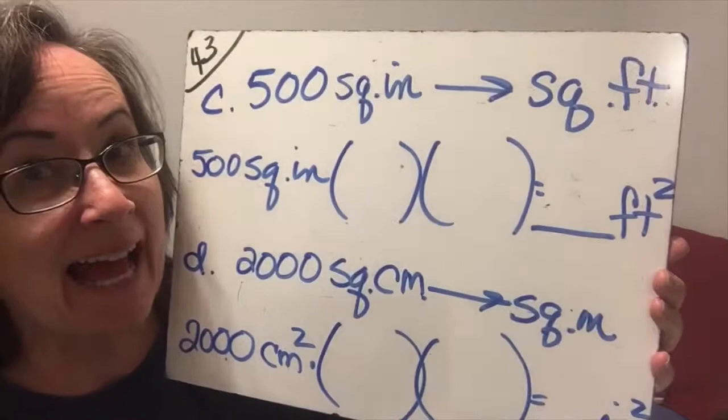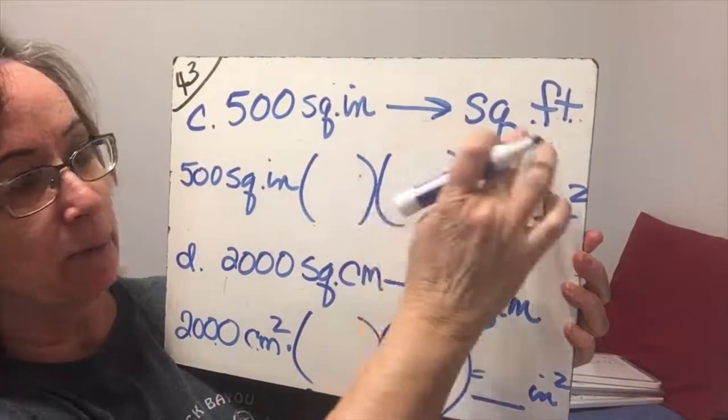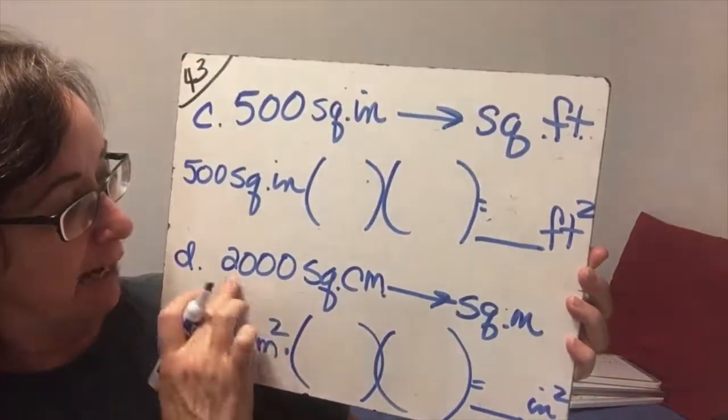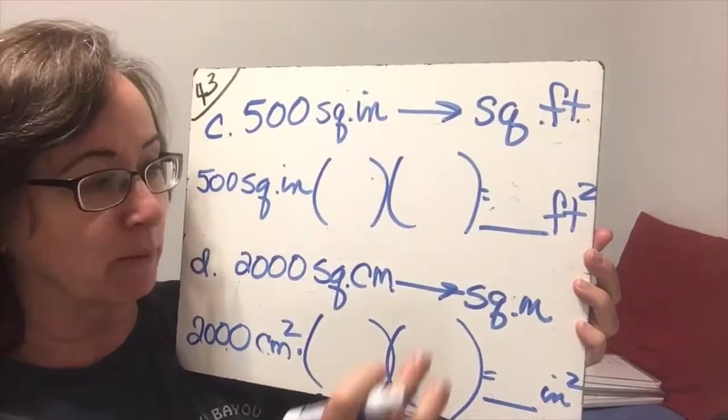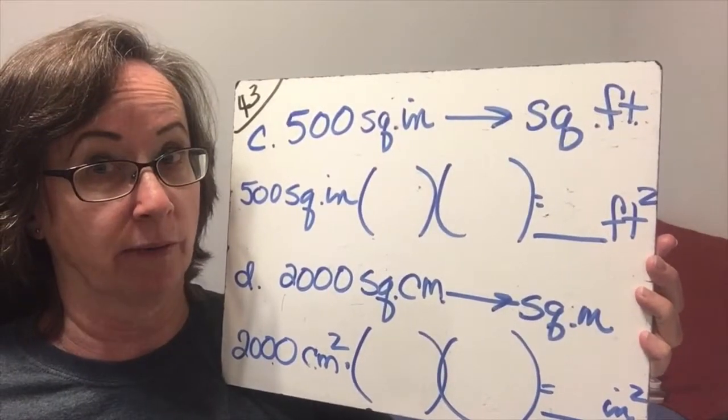Okay, here are our last 2 practice problems. We have 500 square inches that we're changing to square feet, and 2,000 square centimeters that we're changing to square meters. So pause your video.